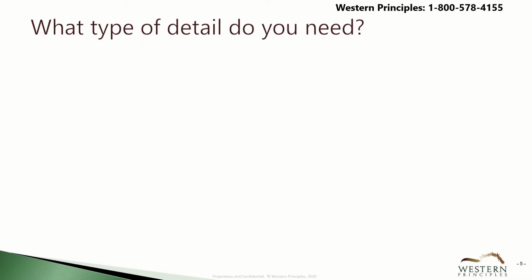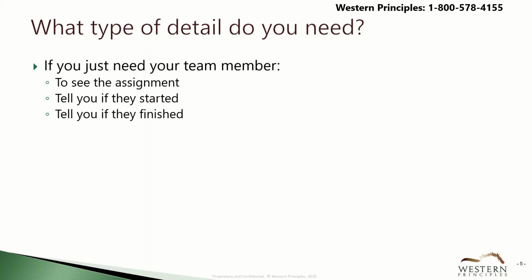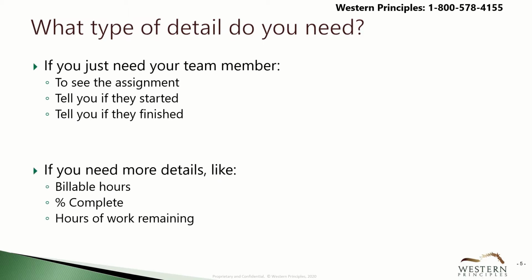Let's talk about two situations. In the first, you just need your team members to see the assignment you've created in the project, and you simply want them to tell you if they've started and if they've finished. In the second, you need them to give you more accurate details like how many hours they've spent on the work, the percent complete, or the hours of work remaining. What are the solutions that work for you in these cases?